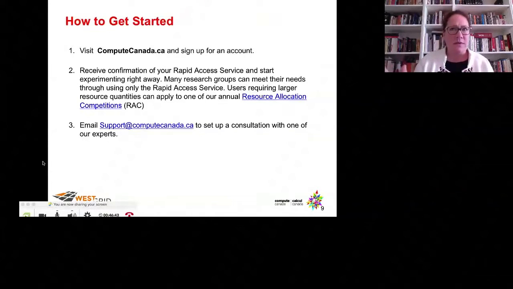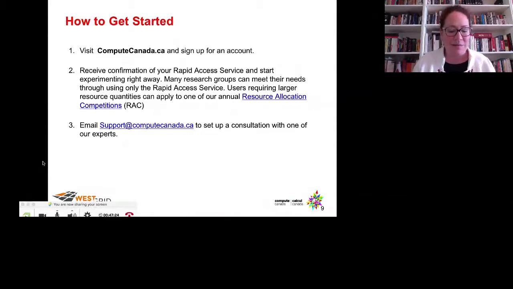How do you get started with all of this? The first thing to do is to visit computecanada.ca and sign up for an account. I won't run through the specific registration process because it would take a while, and it's all laid out very carefully on the website. And there are lots of resources to help you with getting an account and getting started on the systems. And it gives you a nice walkthrough of how also to get a consortium account and a cloud account, all of which are slightly different.